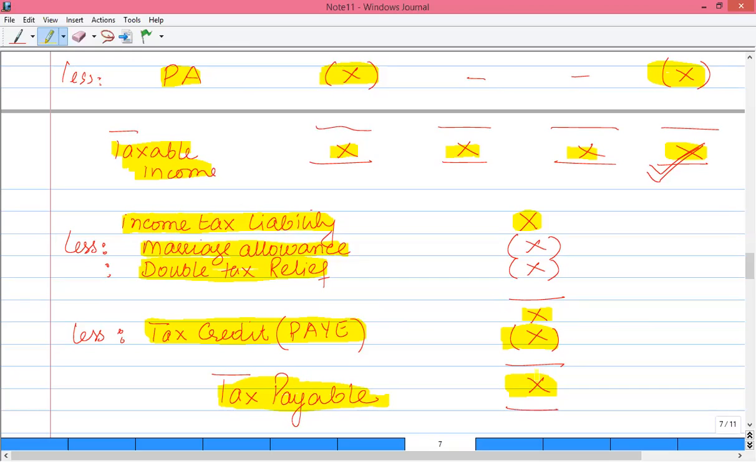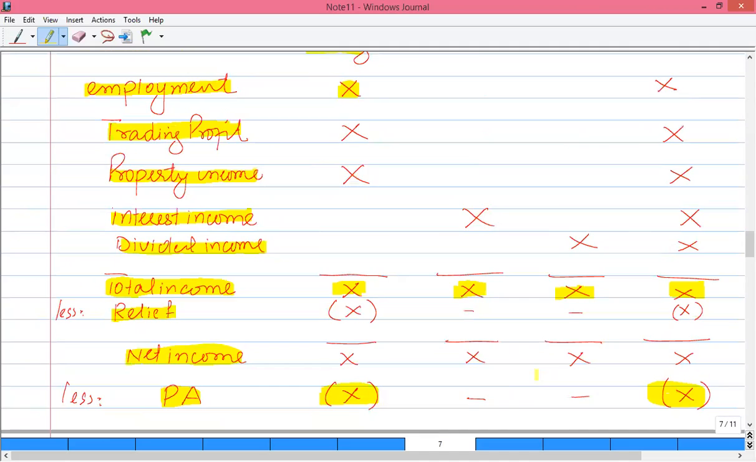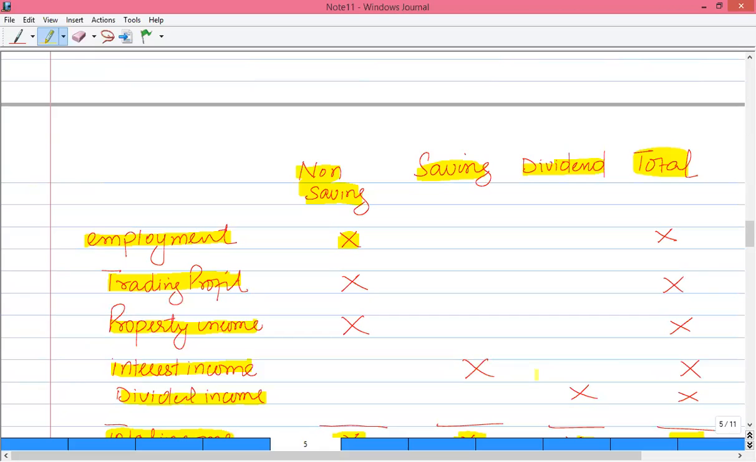And if that amount is negative, then in some cases you will get a tax refund, that is tax receivable from HMRC. So this is the basic pro forma that you have also learned in your TX exam, and similarly this is also applicable in the advanced taxation exam.